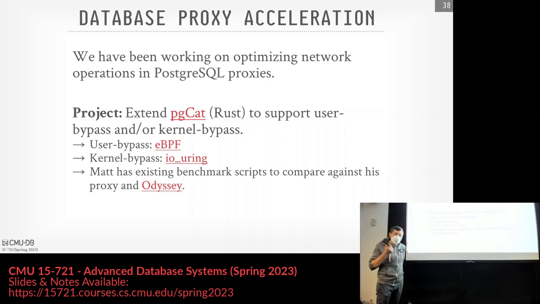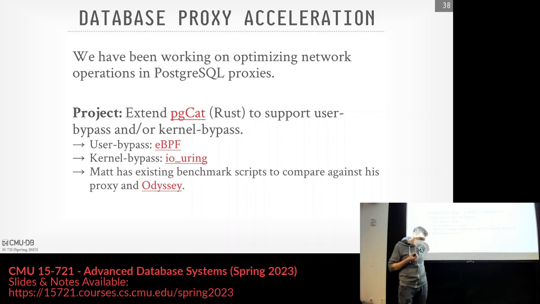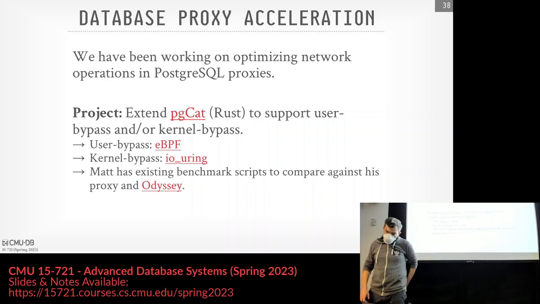All right, so since last year, we've been looking at how to accelerate Postgres proxies. Postgres networking is actually terrible, the networking implementation itself, because it's just really inefficient. And we'll read a paper from the DuckDB guys after spring break that shows that it's not just the protocol itself, the implementation is also not ideal. And so the way a lot of people run Postgres databases in production is to put a proxy in front of it.